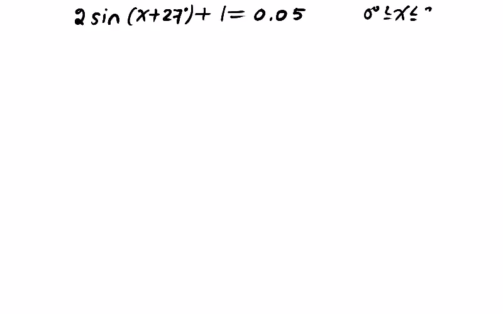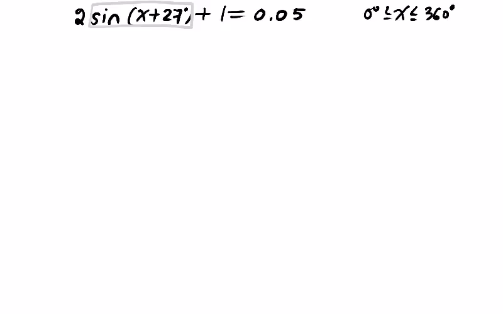Solving the equation 2 sine of (x plus 27 degrees) plus 1 equals 0.05, for x in the range of 0 to 360 degrees. First thing to be done is to isolate the trigonometric term.